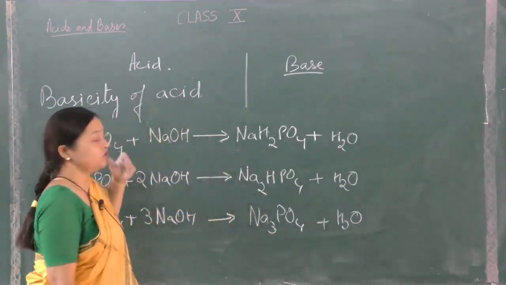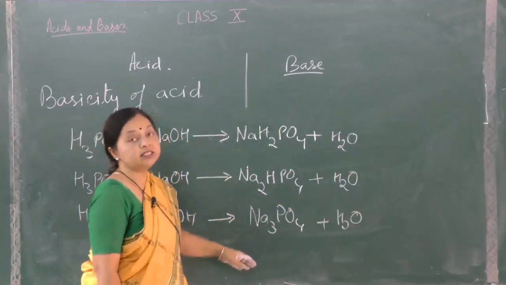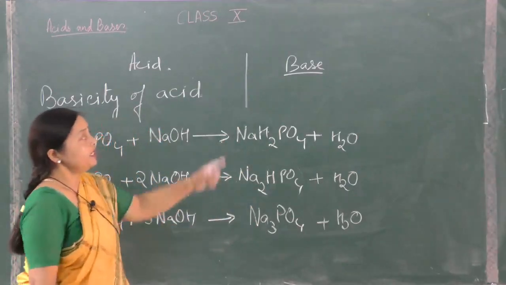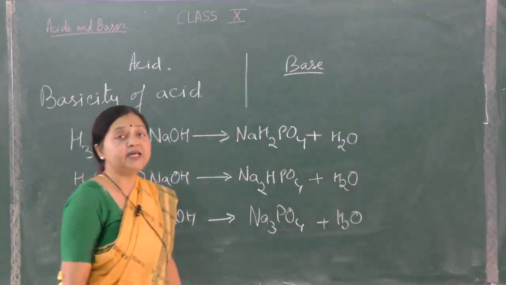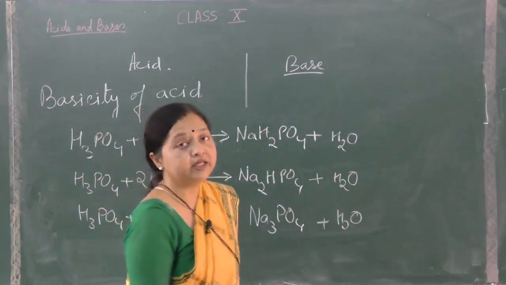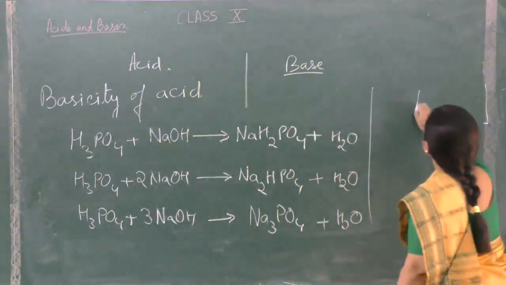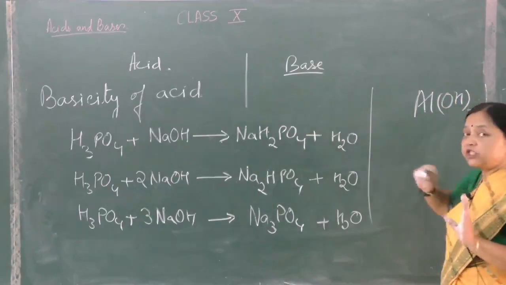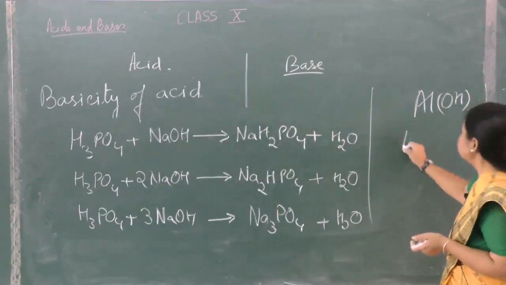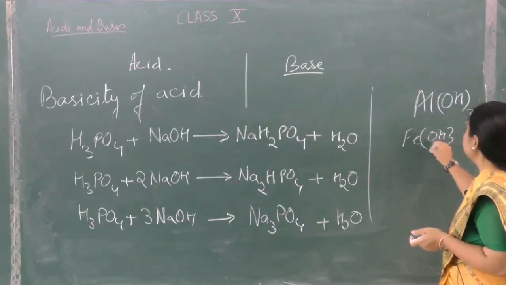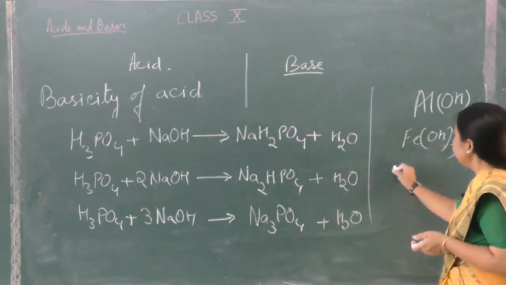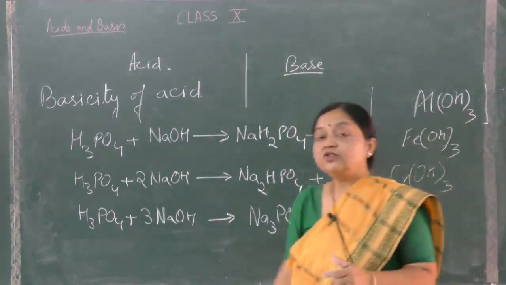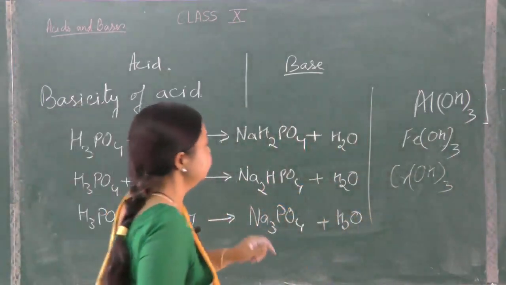It dissociates in 3 steps. It produces 3 types of salts, and it is called a tribasic acid. Basicity of the acid is 3. Similarly, for bases, triacidic bases like ferric hydroxide, Fe(OH)3, aluminium hydroxide, Al(OH)3, furnish 3 hydroxyl ions if water soluble. Ferric hydroxide will furnish 3 hydroxyl ions. Chromium hydroxide, Cr(OH)3. So these are examples of triacidic bases, or acidity is 3.